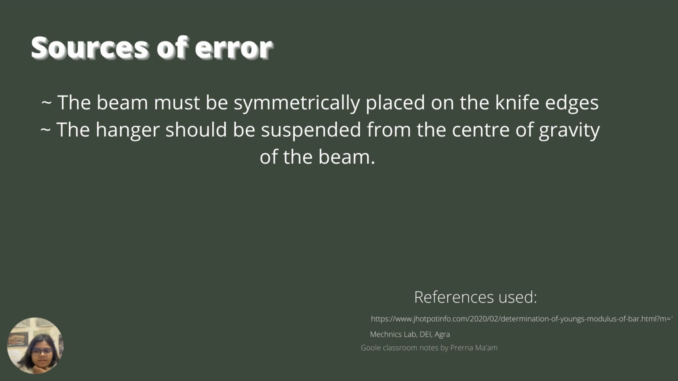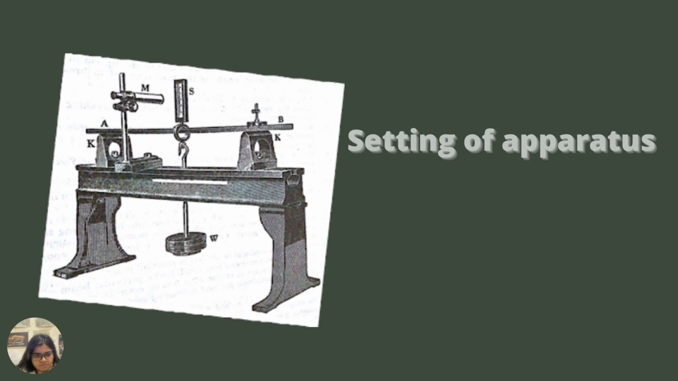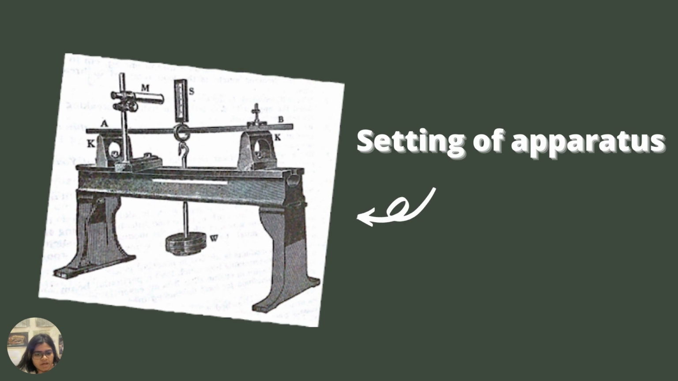Now sources of error might be: the beam must be placed symmetrically on the knife edges, and the hanger should be suspended from the center of gravity of the beam. So the beam should be very carefully managed, and this is the source of error.